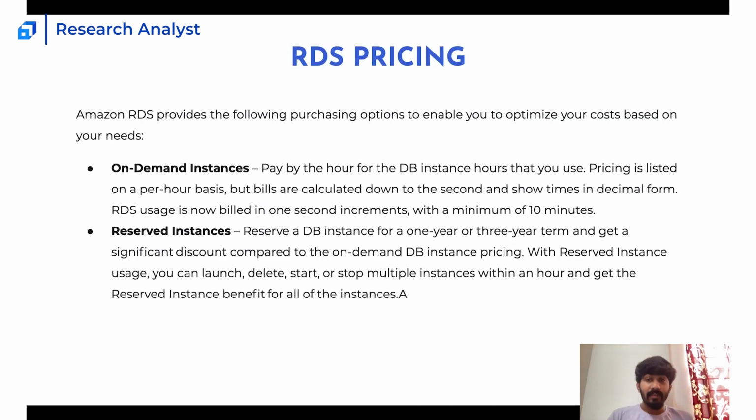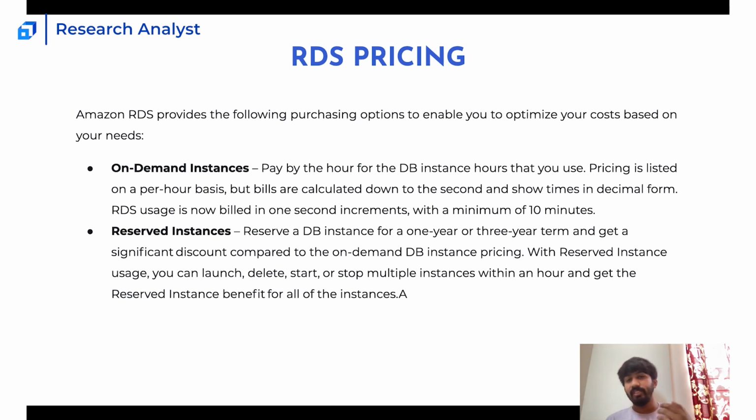And let's look at the final slide before moving on to the demo. RDS pricing. So Amazon RDS provides the following purchasing options, especially two purchasing options like the EC2 instances: on demand and reserved. So on demand is you create a database instance whenever you want and you pay by the hour. Okay, so pricing is listed on a per hour basis, but bills are calculated down to the second and show times in decimal form. RDS usage is now billed in 1 second increments with a minimum of 10 minutes.